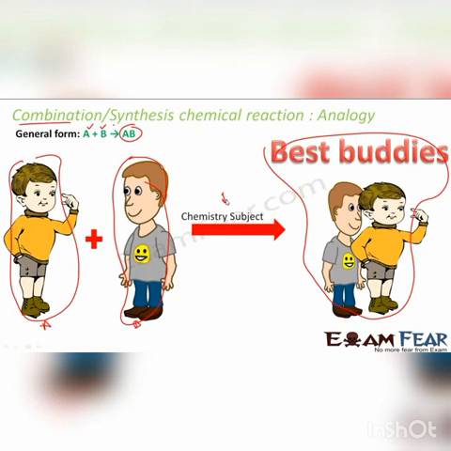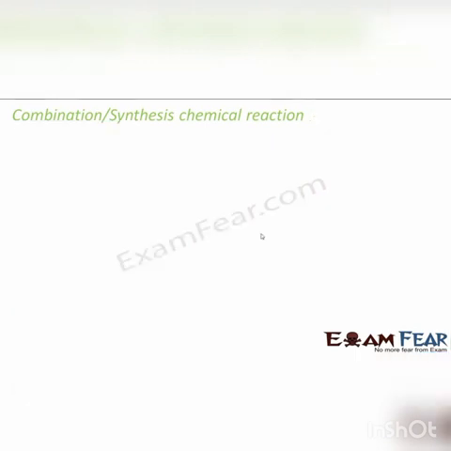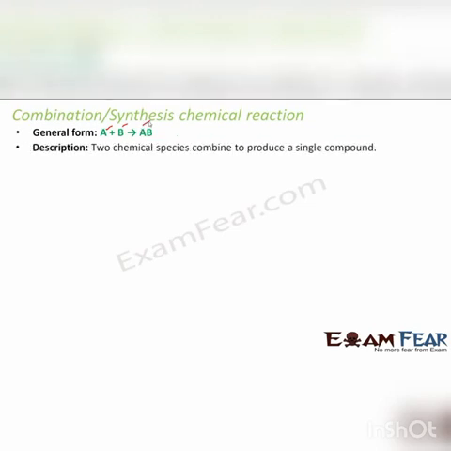Sometimes you need an external factor. For example, the chemistry subject is one external factor that made these guys best buddies. Sometimes even that is not required. They just become best buddies. In chemistry, we'll see this concept from a chemistry lens. We have 2 elements that combine to become AB. So 2 chemical species combine to become a single compound. That is an example of a combination reaction.